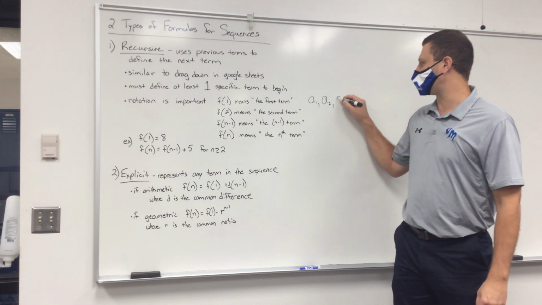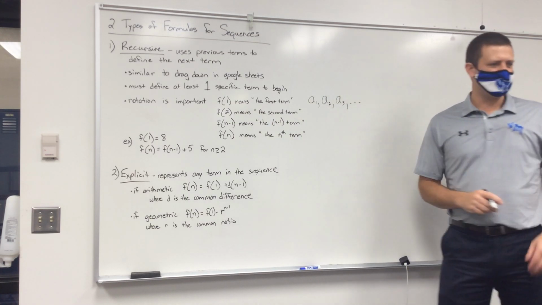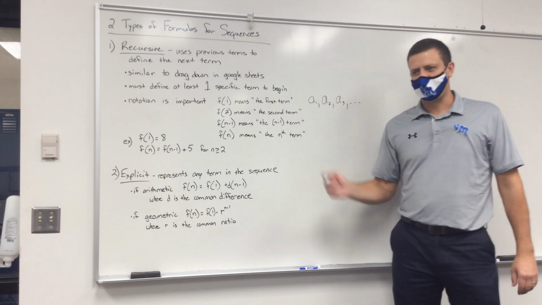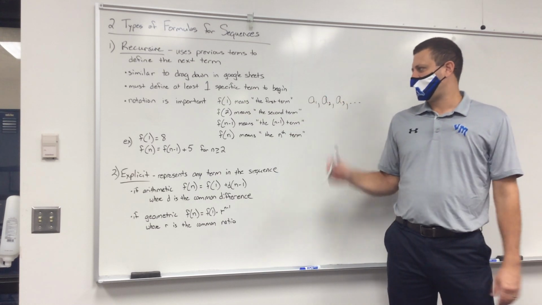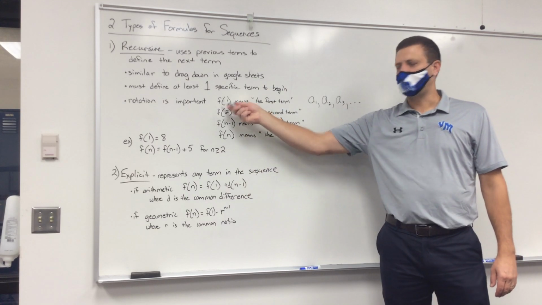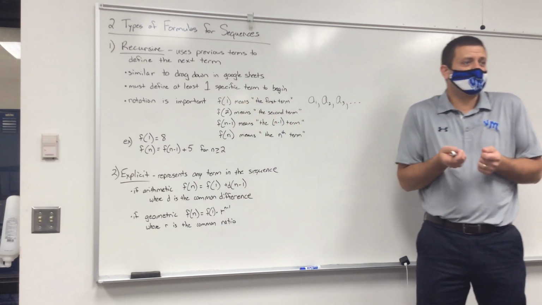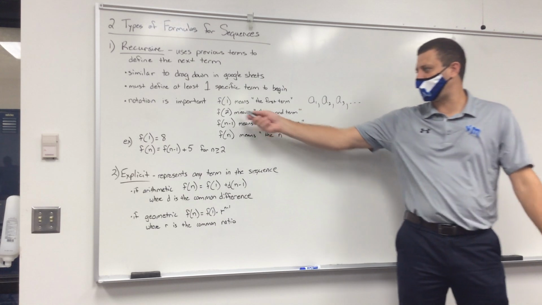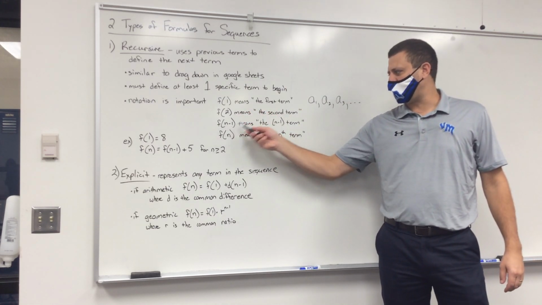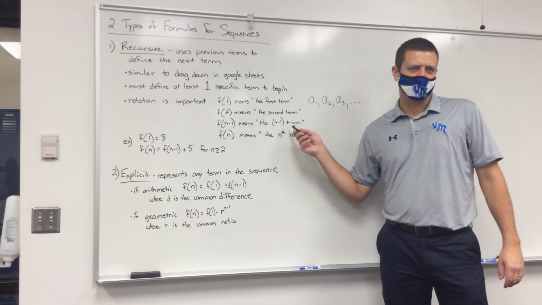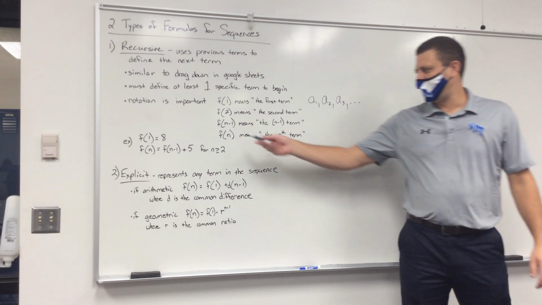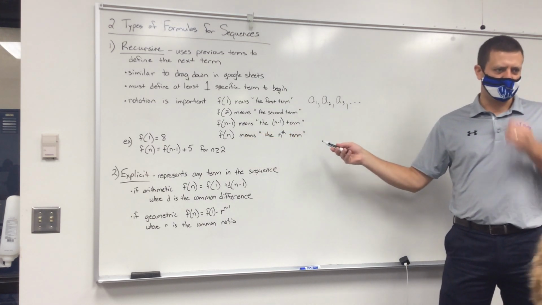A sub 2 would be the second term. A sub 3 would be the third term. And so on and so forth. This is the notation that I kind of grew up with, and you still might see that. It's the same thing. When you see f of 1, it's telling you what the first term is. When you see f of 2, it's telling you what the second term is. When you see f of n minus 1, that means the term that came right before the nth term. It's the term that comes right before whatever the nth term is. f of n is referring to the nth term.